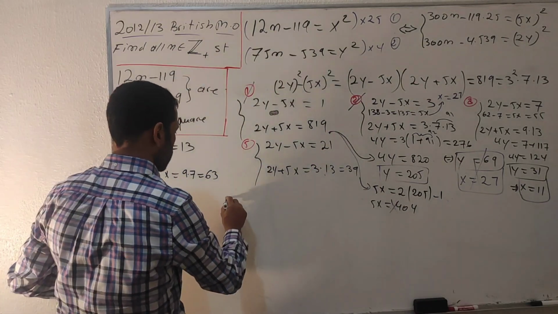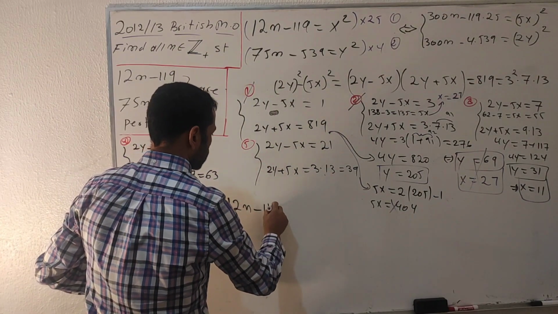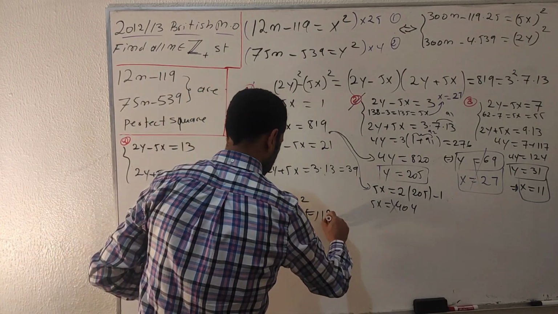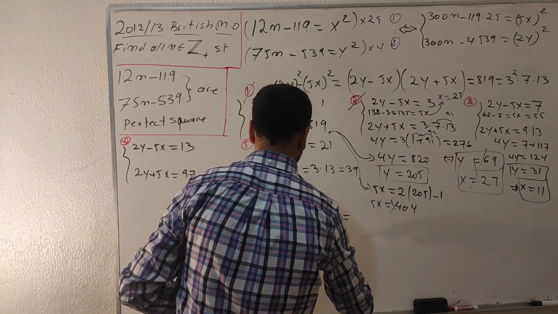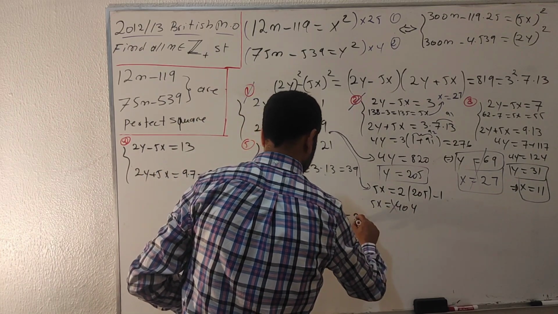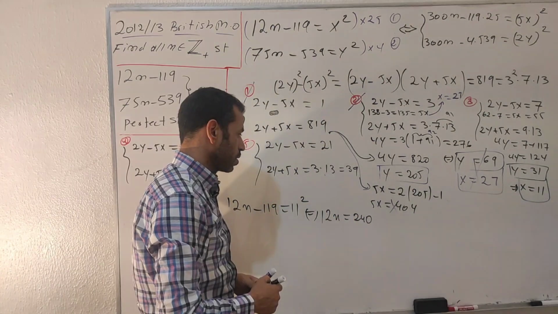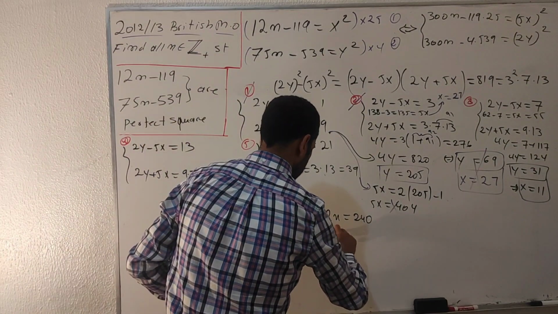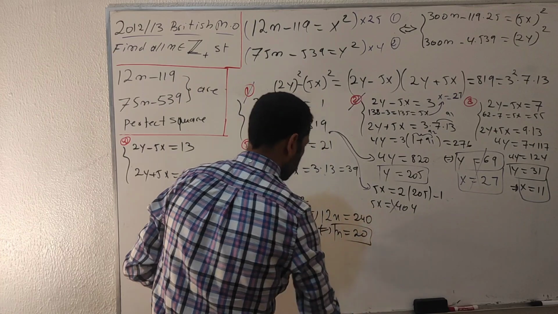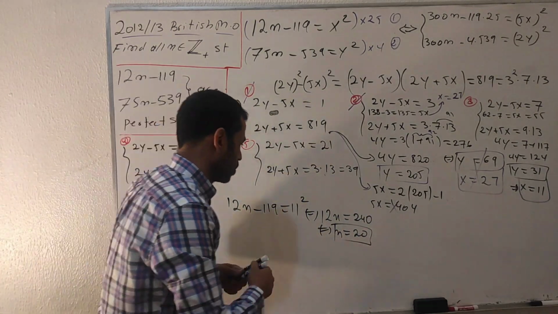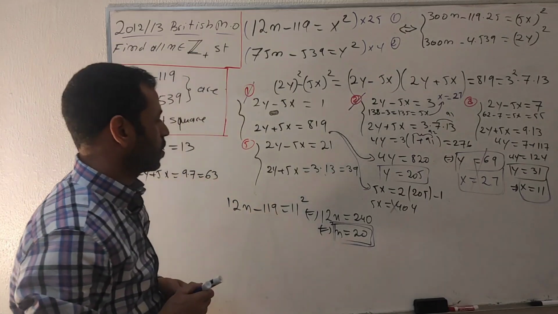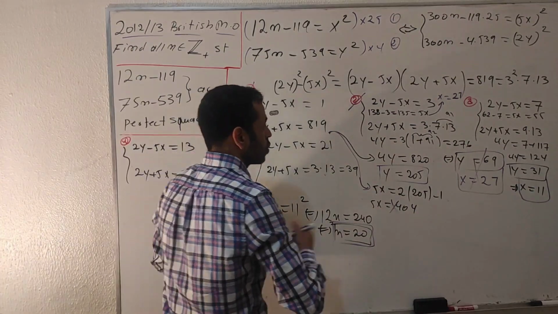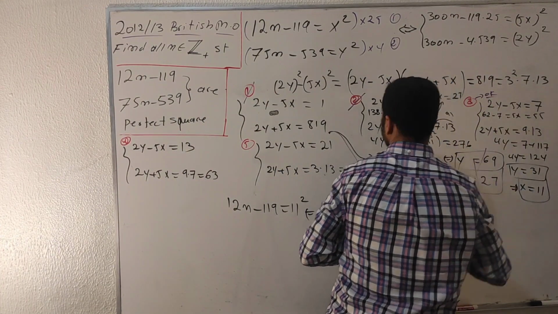So I get 12n minus 119 equals 11 squared. Taking this value to the right, I get 12n equals 121 plus 119, which is giving us 240. By dividing both sides by 12, I get n equals 20. This is the value of n which we found, n equals 20 as a solution. So let's move on to the last ones.